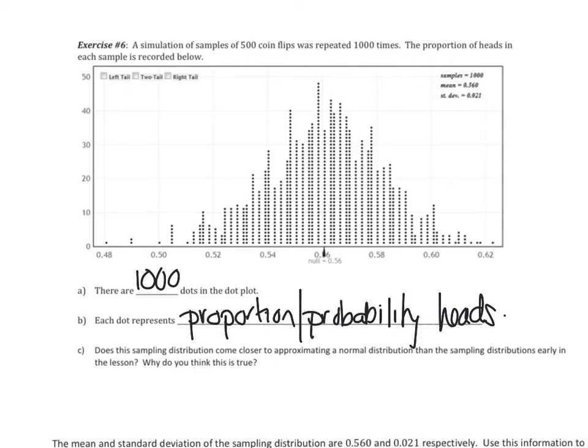Does this sampling distribution come closer to approximating a normal distribution than samples that we talked about earlier? Well, why do you think this is true? Hopefully you're saying this looks roughly mound shaped and symmetric. I wouldn't say this is skewed at all. Now, why might it look more mound shaped and symmetric than some of the other ones? Well, how many times did we run this sample? We ran it 1,000 times. So the more and more times you run a sample, the more mound shaped and symmetric it should get. So I'll let you go ahead and answer that question.